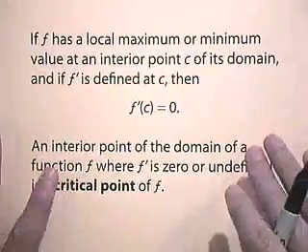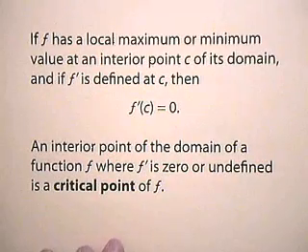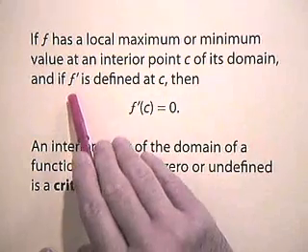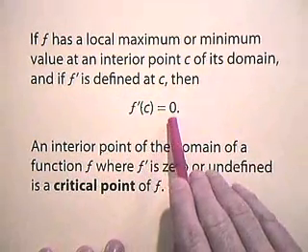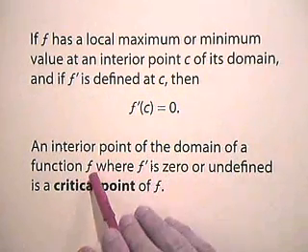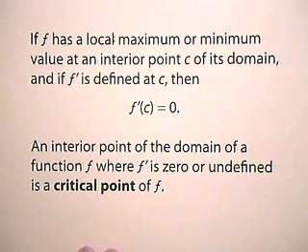If f has a local maximum or minimum value at an interior point c of its domain, and if f prime is defined at c, then f prime at c equals 0. An interior point of the domain of a function f where f prime is 0 or undefined is a critical point of f. So let's consider this in a little more detail.